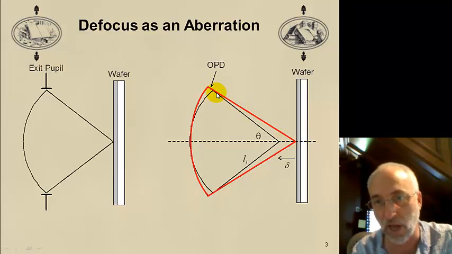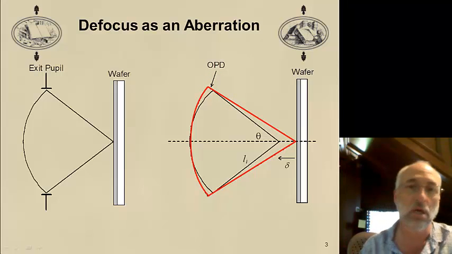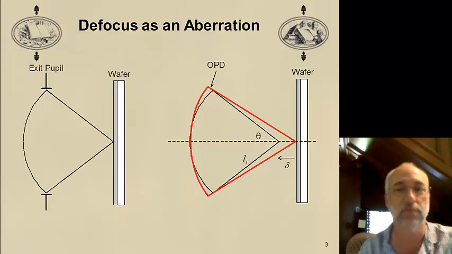So from here on, these two rays travel about the same distance, but in order to focus on the wafer, there's an extra distance that the light would have had to have traveled. I'll call that the optical path difference.